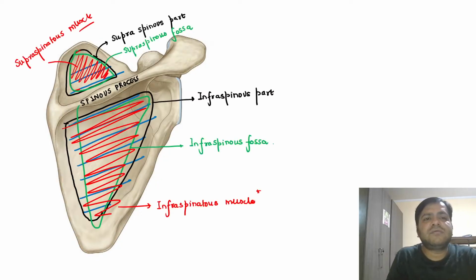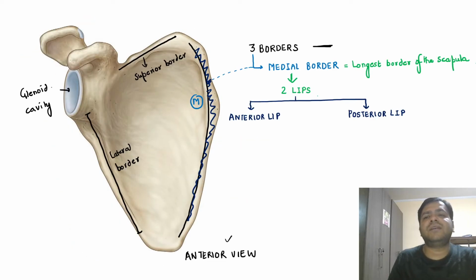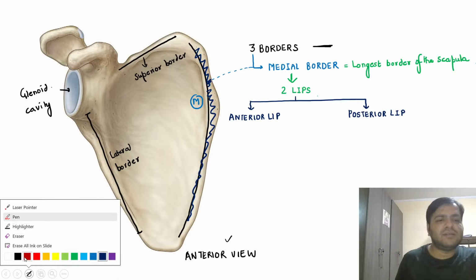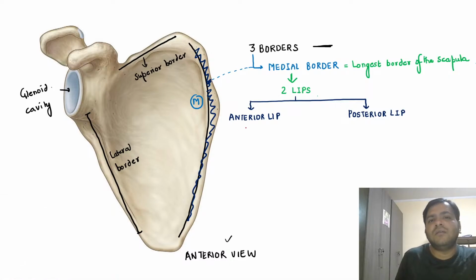Now let us try to figure out the muscle attachments. In the anterior lip, guys, basically a muscle is attached over here that is called the serratus anterior muscle. Very, very important. Serratus anterior muscle.